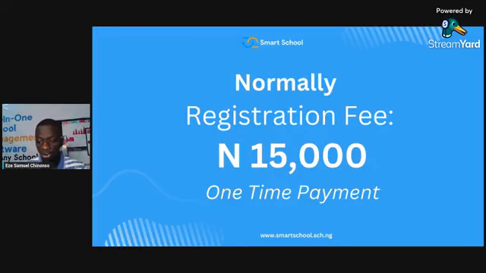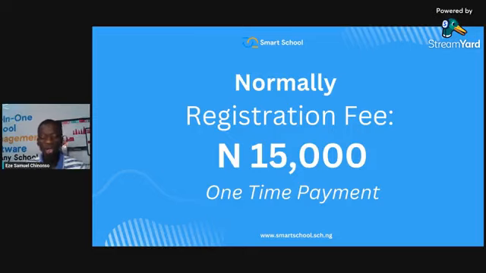To make use of Smart School software, you first of all make an initial payment of 15,000 naira. That's the registration fee. I recall that in January, when we did our beginning-of-the-year sales, it was I think 10,000 naira, and now it is currently 15,000 naira. But this is the normal fee. Normally, the registration fee is 15,000 naira, and it's a one-off payment. You don't pay it again.